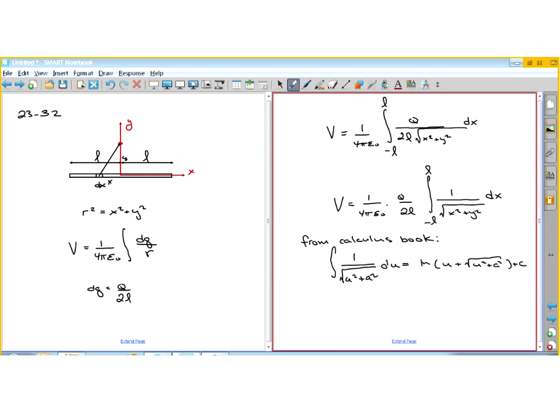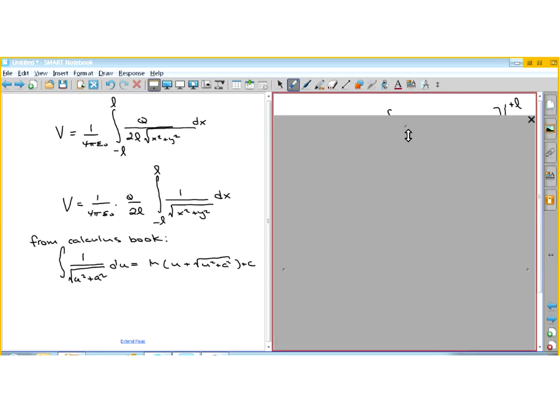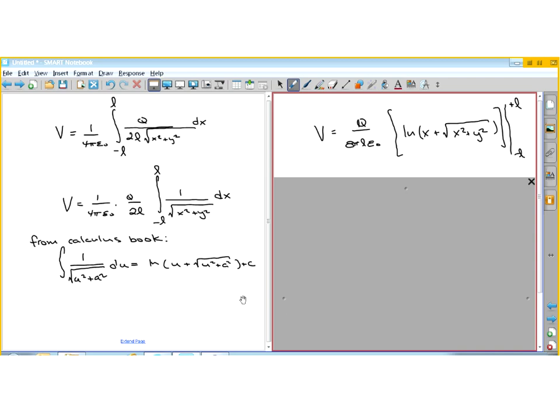So what we can do is fit it into this form. u is the variable, so u is x, and a is y. So we're going to have the natural log of x plus the square root of x squared plus y squared. Using this out of the calculus book, I get that, where I substitute x for u and y for a. Since that is an indefinite integral but this is a definite integral, we don't add the arbitrary constant C. We integrate from negative L to positive L.